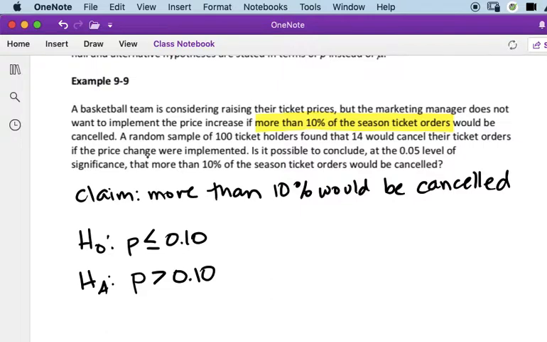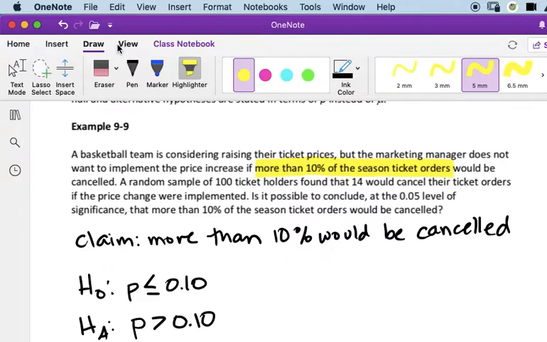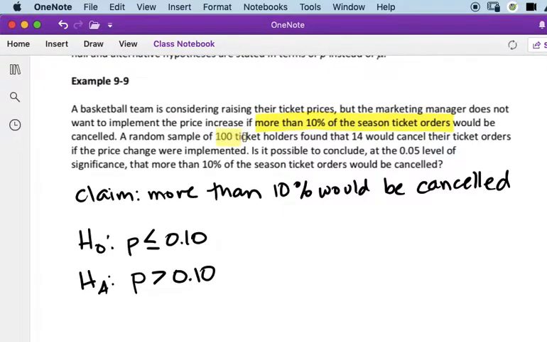So let's look at my sample data here. We have a random sample of 100 ticket holders, and we found that 14 would cancel their orders. So when we go to Minitab, we're going to have number of events and number of trials. And also given to us in the problem is our level of significance, 0.05. So let's go to Minitab.